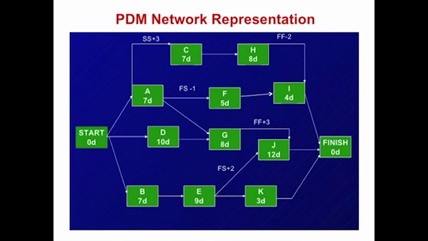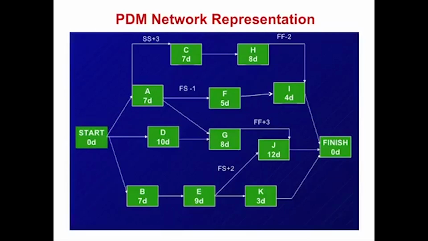Now, when you put together a PDM network, it looks something like this. You can see you have the same kind of nodes as an activity on node. You have arrows representing relationships. Where you have a finish to start relationship, you still show it without any qualifications, assumed finish to start, that is the default.